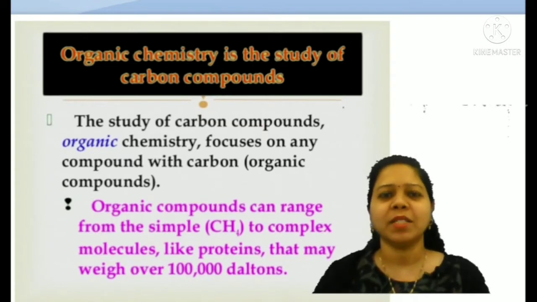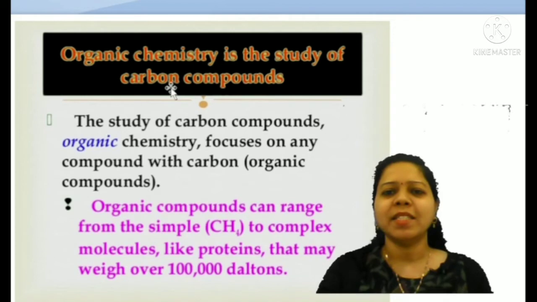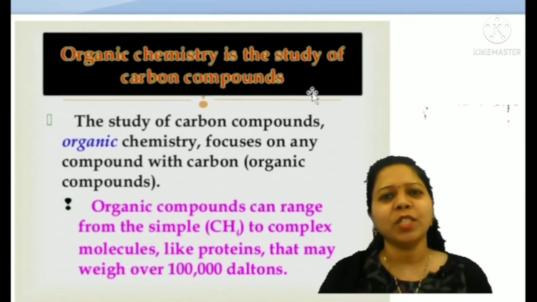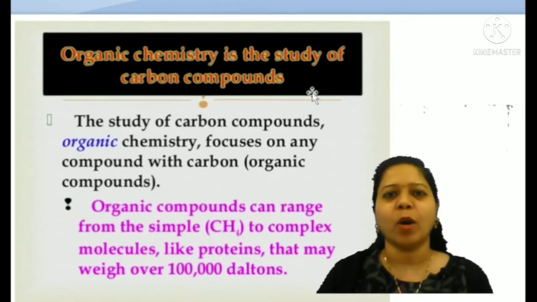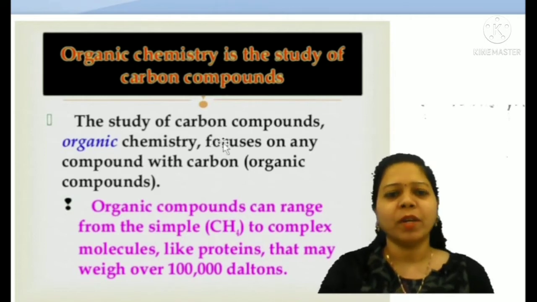What is meant by organic chemistry? Chemistry is mainly divided into three types. First one is physical chemistry, second is inorganic chemistry and third is organic chemistry. Now organic chemistry means the study of carbon compounds. In organic chemistry, we do only the study of carbon and its compounds. Organic chemistry focuses on any compound with carbon.